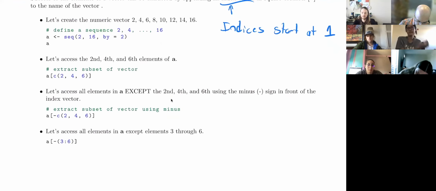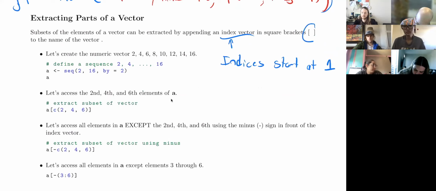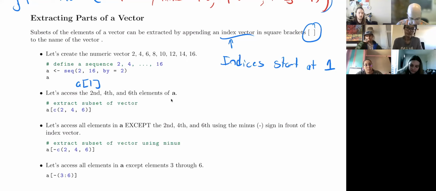So if we want to pull off an element, that is done by indicating the number of the entry of the vector that you want to pull off. For example, just putting A1, where A is the sequence 2, 4, 6, etc., would pull off the first entry of vector A.